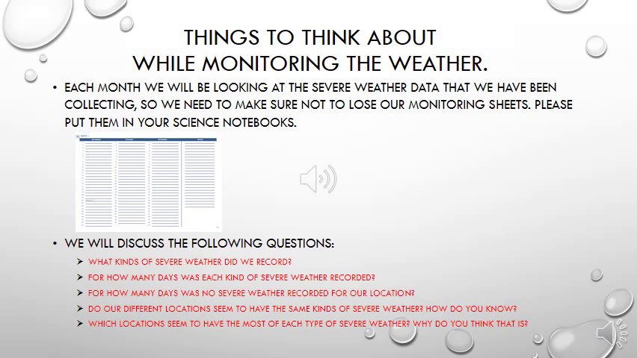So as we monitor the weather each month, we're going to be discussing our data. We will be answering questions like, what kinds of severe weather did we record? For how many days was each kind of severe weather recorded? For how many days was no severe weather recorded for our location? Do our different locations seem to have the same kinds of severe weather? How do you know? Which locations seem to have the most of each type of severe weather? Why do you think that is?